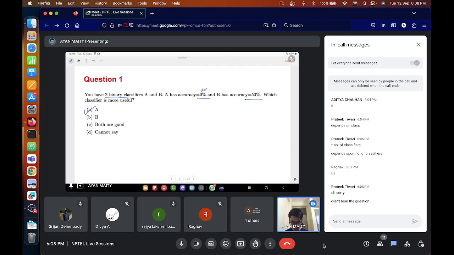But in case of B, it is very much random, isn't it? 50% accuracy rate means it is just like tossing a coin. It's random. We cannot rectify this output of B at all. We can flip the output of classifier A and it becomes correct because it is always misclassifying. But we cannot do the same for classifier B, because it is random output, 50%.